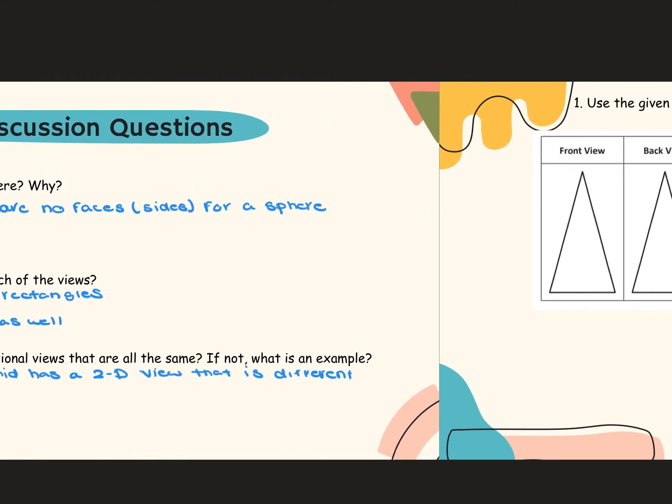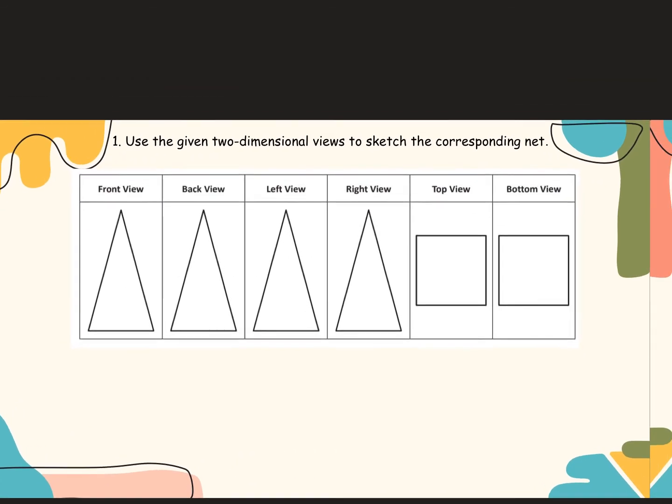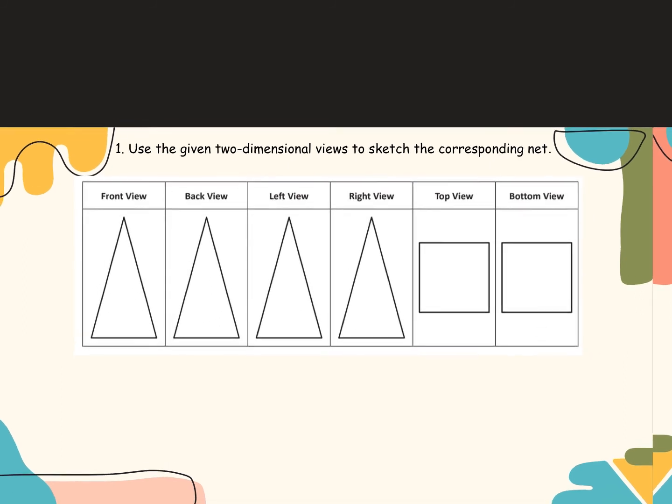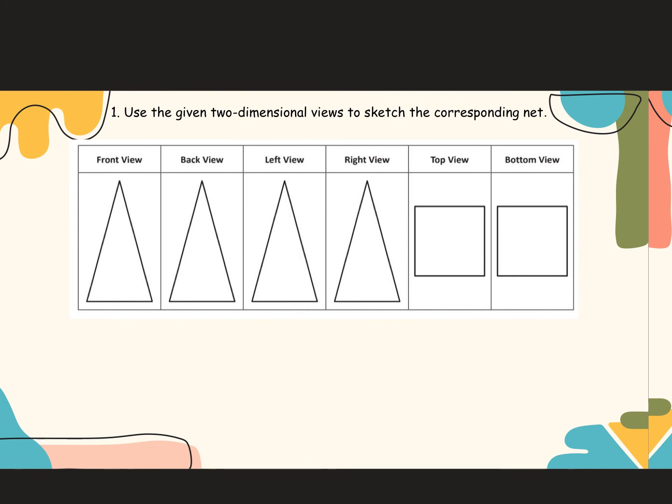All right, now let's get the drawing again. Again, I'm not an artsy person, so bear with me and my horrible drawings, all right? So number 1 says, use the two-dimensional view to sketch the corresponding net. Looking here, I'm given a front view of a triangle, back view of a triangle, left view of a triangle, right view of a triangle. My top and bottom views are both squares. So here I know that my bottom view is going to be a square, so I know my base is going to be a square.